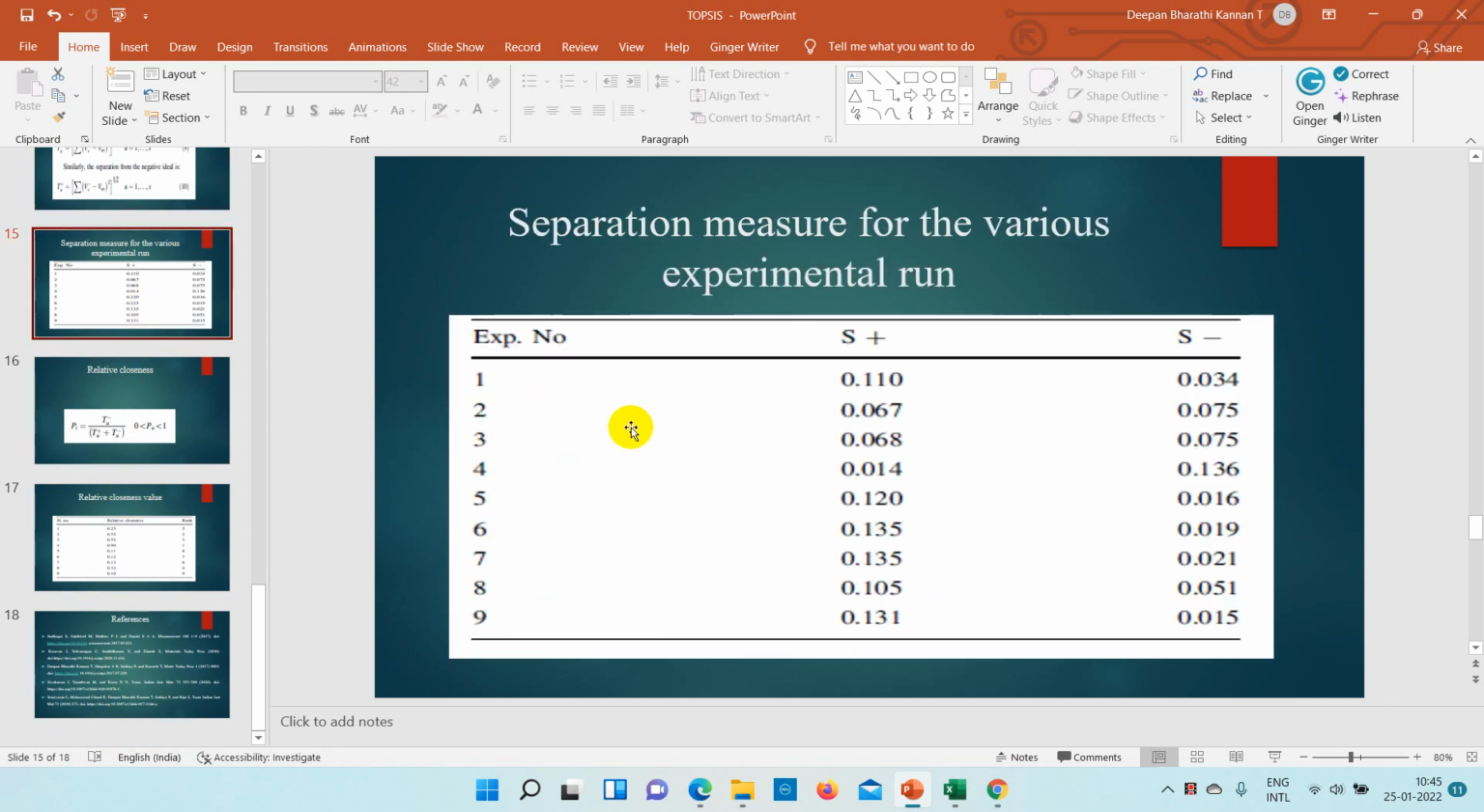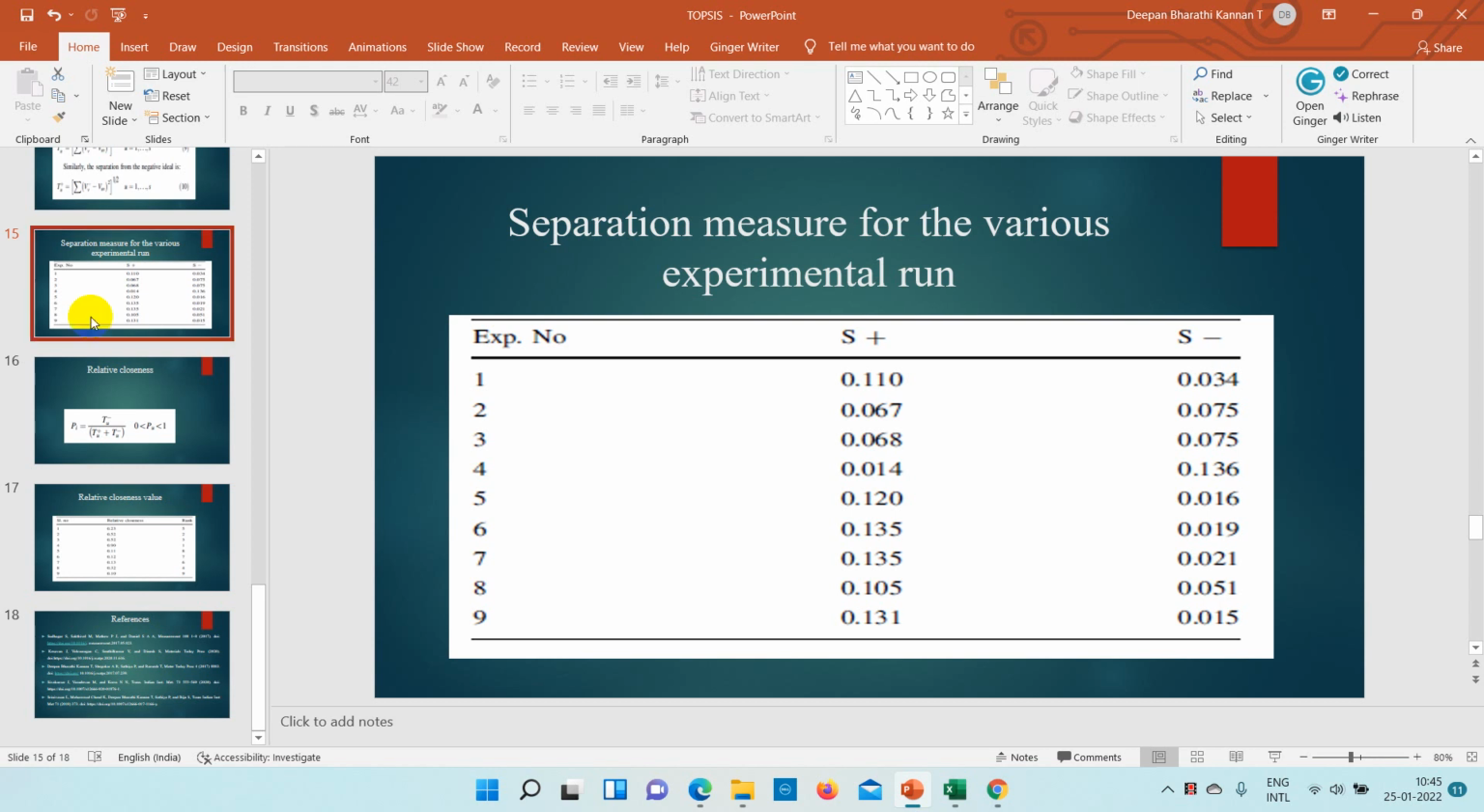the separation measure for all the output parameters is tabulated here. You can see here S plus and S minus. S plus is calculated with the help of V plus, which is nothing but the positive ideal solution. S minus is calculated with the help of the negative ideal solution, which is nothing but V minus, as per the Excel sheet we have seen.